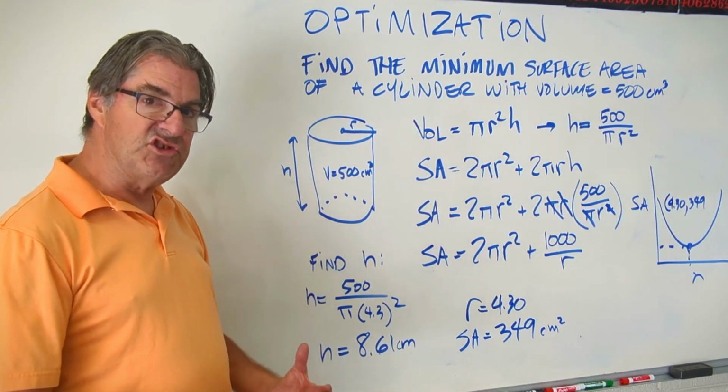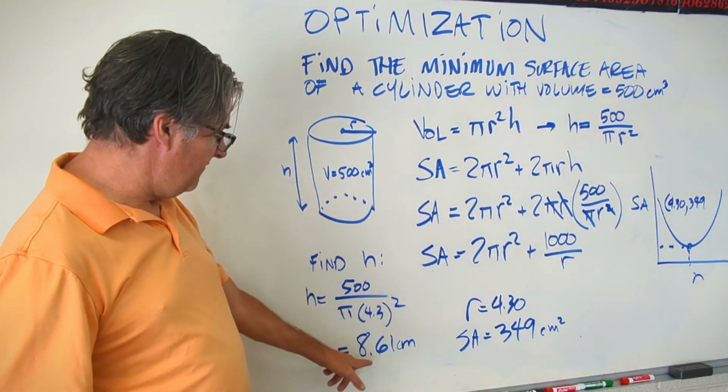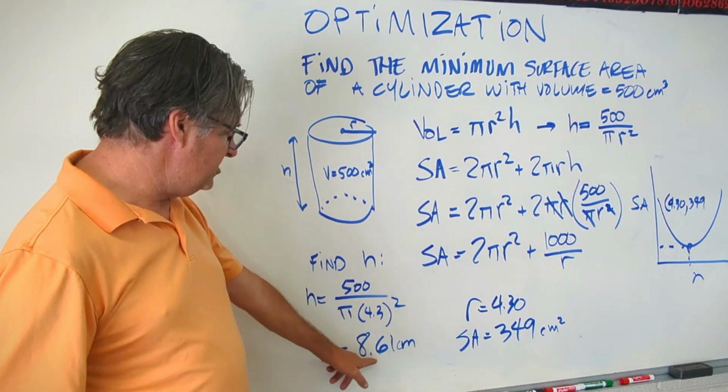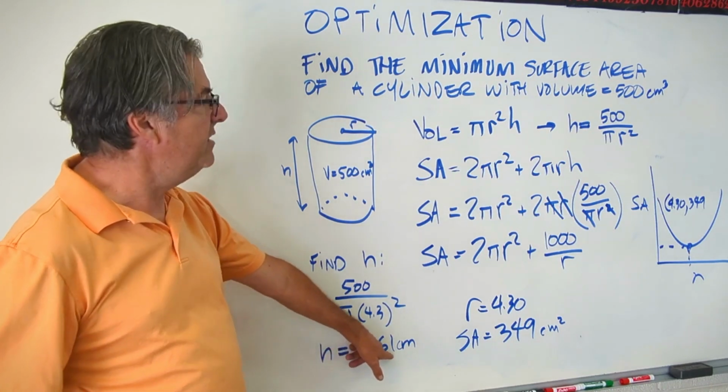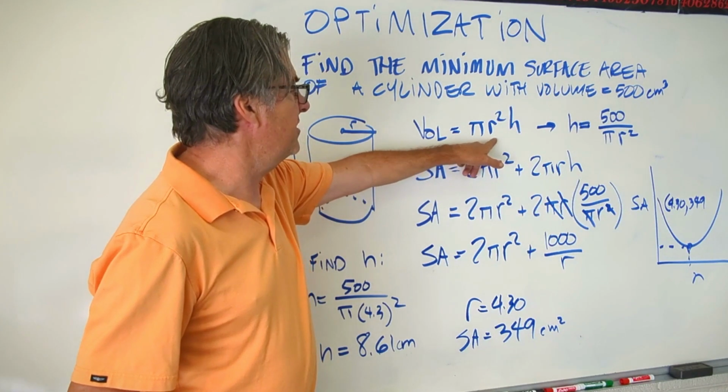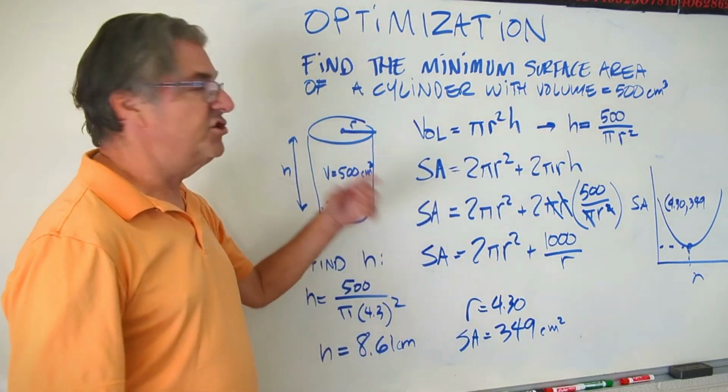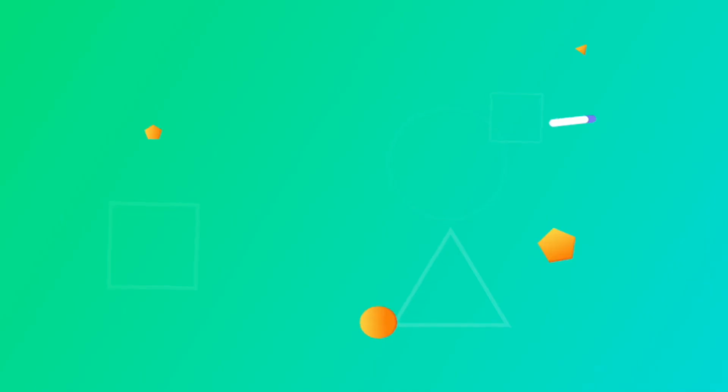Now, if you wanted to double check this, you could just put this into the volume equation, put the h is 8.61, put that here, put 4.3 there, you crunch those numbers and you should get 500.